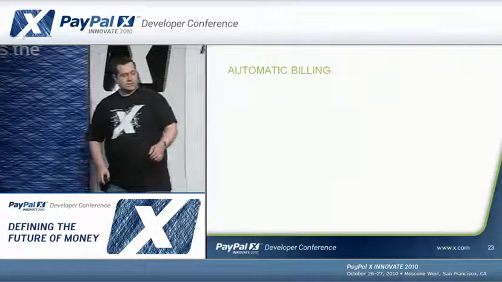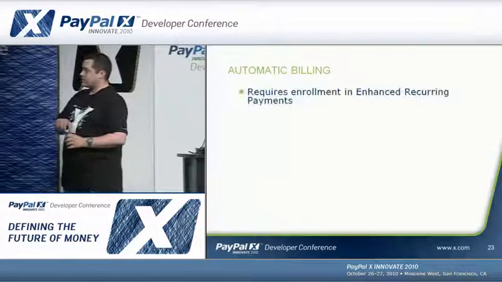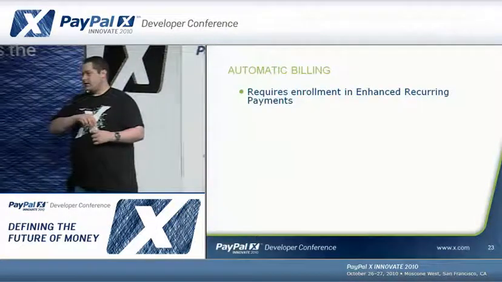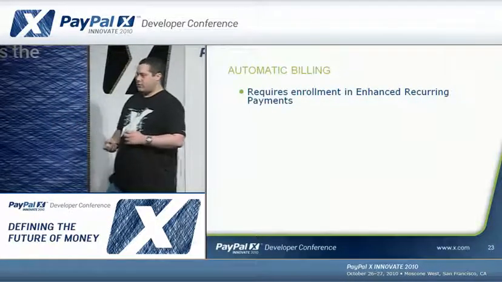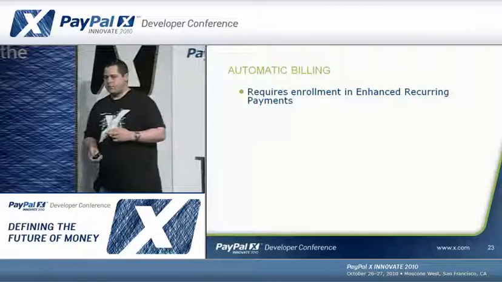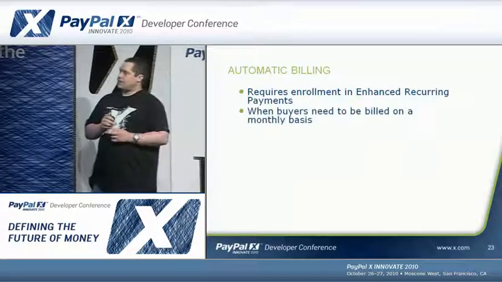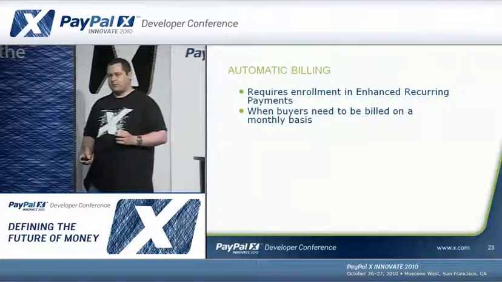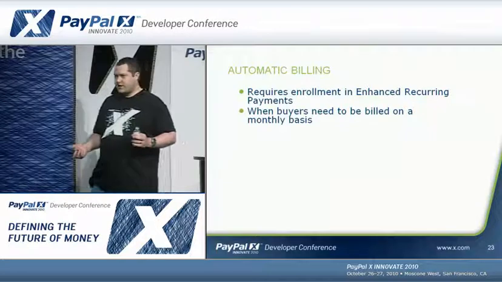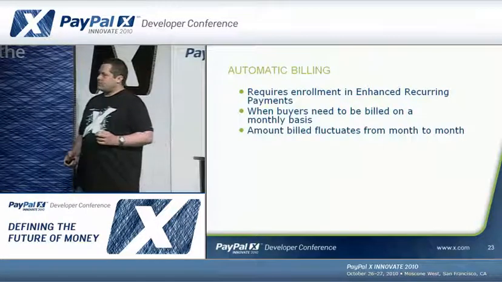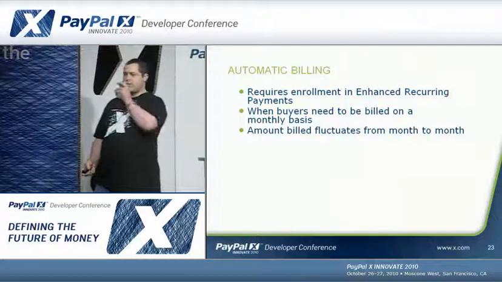Automatic billing. This is another new feature that we introduced with the Enhanced Recurring Payments package, so it does require you to enroll in that. It is free right now, and then I believe on the 1st of January they're going to start charging $19.99 a month for that service. Automatic billing is going to be for situations where you have a buyer that needs to be billed on a monthly basis, so it's going to be good for service providers. But it's also going to be handy for situations where the amount that they need to be billed is going to fluctuate from month to month.